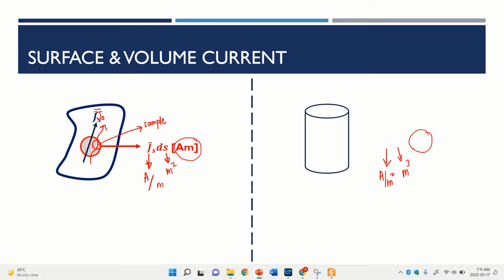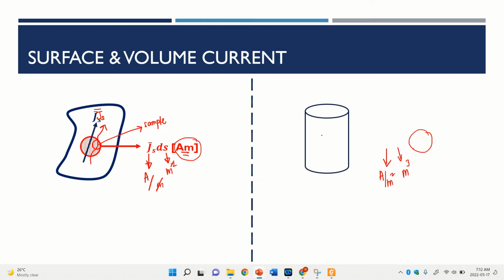So how to calculate the sample? It will be the total current flowing inside the surface, which is Js, multiplied by the sample area, which is dS. Js will usually be in units of ampere per meter, and dS in units of meter squared, and therefore the unit for this sample will be ampere meter, because these can cancel out each other. All right, that is for surface.